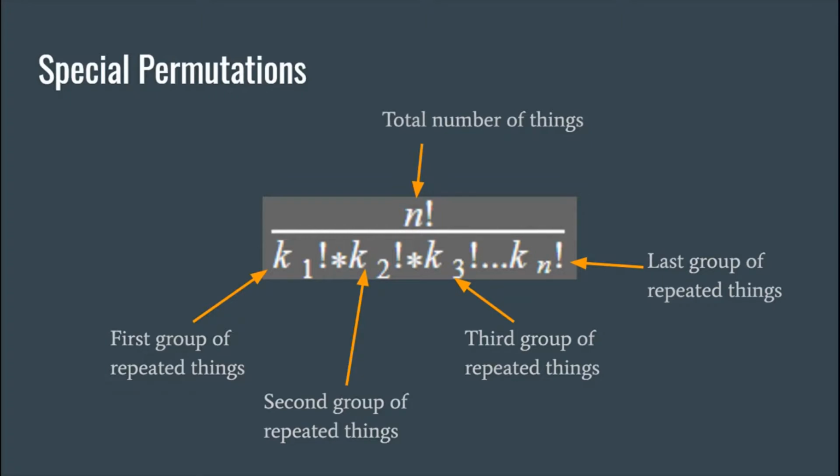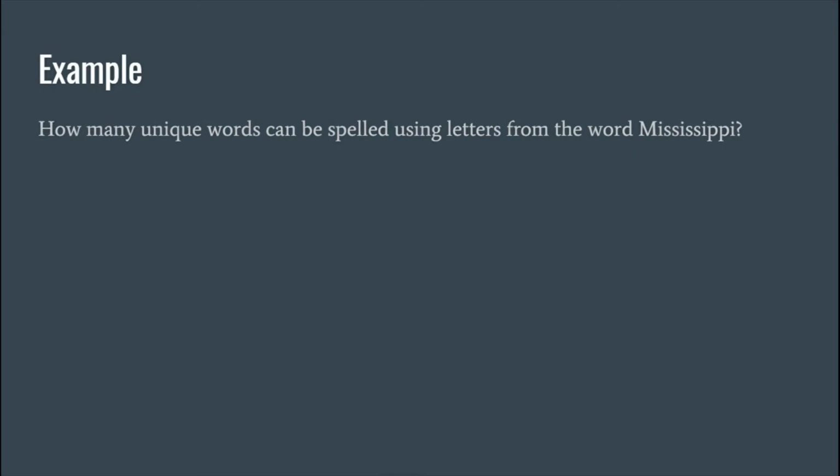So what does this look like in a problem? Let's go into an example. How many unique words can be spelled using letters from the word Mississippi? This one is a special permutation because there are repeated letters. Here is me setting up the formula, or the ratio. On top is our n, and remember n is the total amount of things. Mississippi has a total of 11 letters.